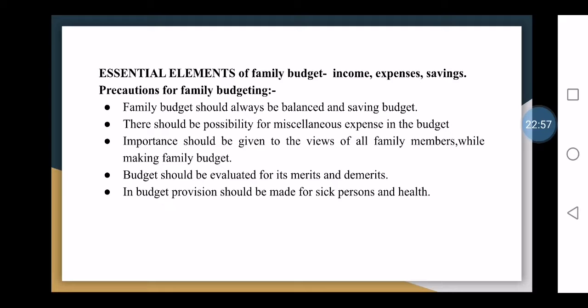The precaution for family budgeting is that the family budget should always be balanced, and a saving budget. It should be a balanced one. We should think of a saving budget. There should be a possibility of miscellaneous expenditure in the budget. So whenever you plan the family budget, always think that there may be some miscellaneous expenditures coming.